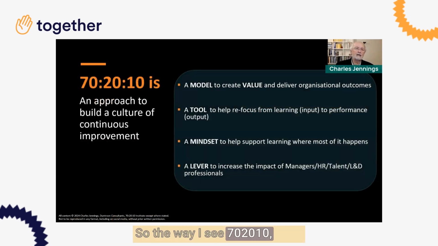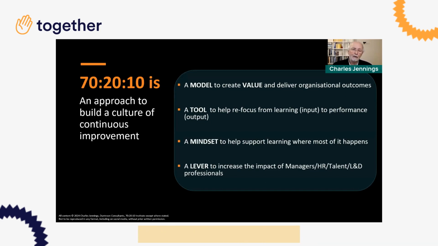The way I see 70-20-10, it's an approach to build a culture of continuous improvement. It's a model which helps create value and deliver organizational goals. It's a tool to help refocus from learning to performance, putting on our performance mindset hat rather than our learning mindset hat. And it's a mindset to help learning where most of it happens, which is out in the workplace. In fact, the European Centre for Education and the Labour Market, a group of economists, have done research indicating that about 96% of the time spent learning is during the daily, when we're out working, not when we're sitting in classrooms or doing e-learning.